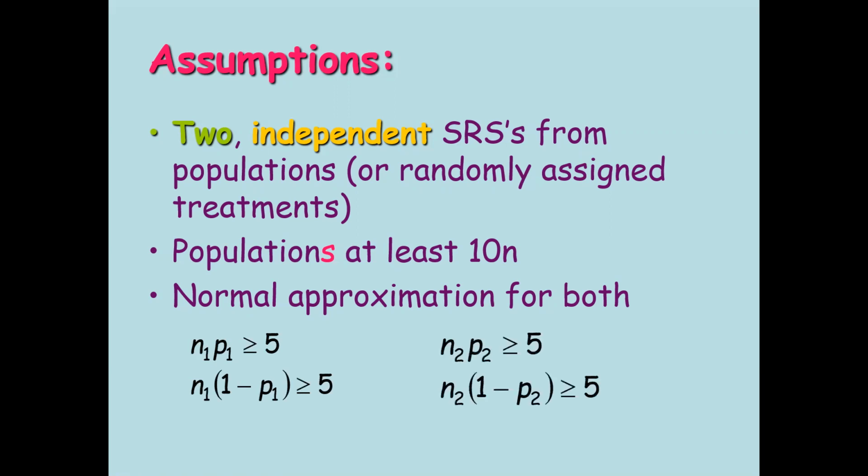We need to check that n1 p1 is greater than or equal to 5, that n1 times 1 minus p1 is greater than or equal to 5, that your second sample group, your sample size n2 times your p2, is greater than or equal to 5, and that your n2 times 1 minus p2 is greater than or equal to 5.